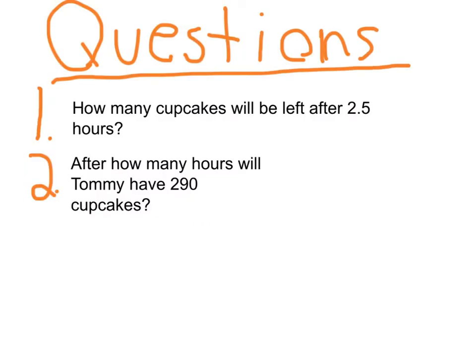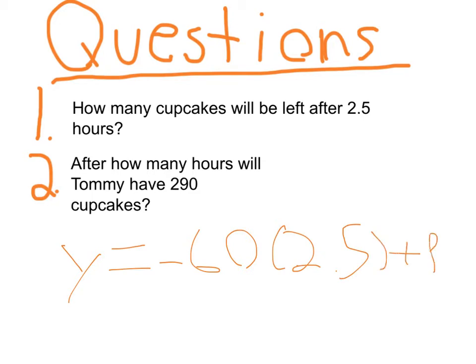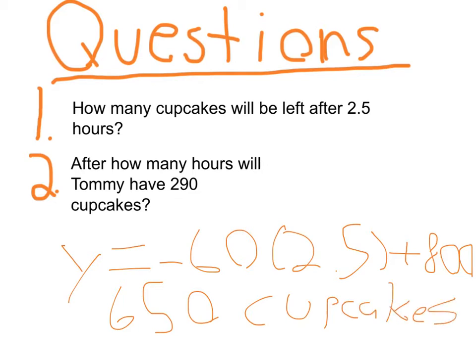Now we're on the questions. So the first question is, how many cupcakes will be left after 2.5 hours? To solve this, you plug the 2.5 hours into the explicit equation. So you have y equals negative 60 times 2.5 plus 800. When you plug that in, you get 650. So 650 cupcakes would be left after 2.5 hours.